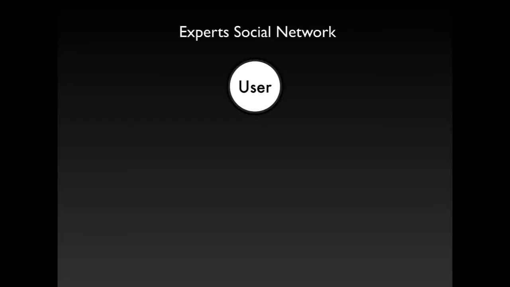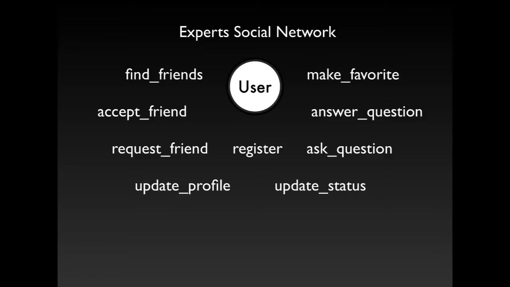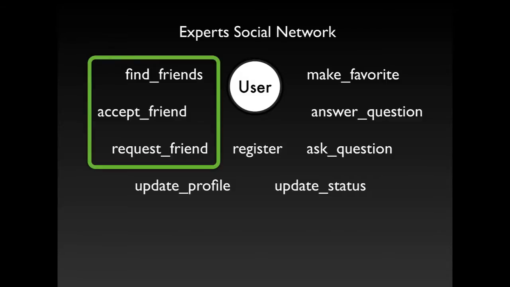So for example, if we were to build an expert social network where you could sign in and ask questions, someone could answer them, do other things like register, we might have different methods defined in the user class where you start building this application, you realize you have to register. And then maybe because it's a social network and everybody wants to build a social network, you can request friends. Of course, you need to accept the friendship. So you define that in the class. And then we're experts, so we need to be able to ask a question and other users can answer the questions. Update your profile. So your class starts getting bigger and bigger.